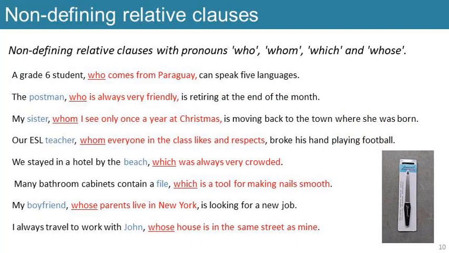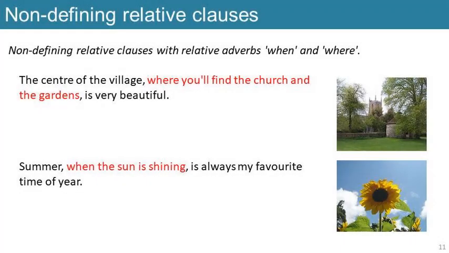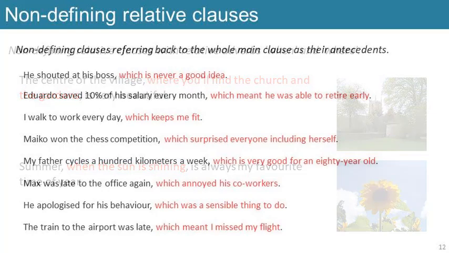Note that non-defining clauses can start with the relative pronouns who, whom, which, and whose. The relative adverbs when and where can also be used in non-defining clauses. For example, the centre of the village, where you'll find the church and the gardens, is very beautiful. And summer, when the sun is shining, is always my favourite time of year. Note that the relative adverb why cannot form a non-defining clause.